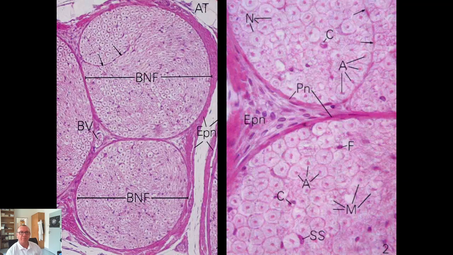Now we are in higher magnification. Some blood vessel in the epineurium. Each bundle is surrounded by perineurium, and in this detail we can see axons, and most of them have got myelin sheaths. Myelin sheaths, in this case you can see it also in higher magnification.